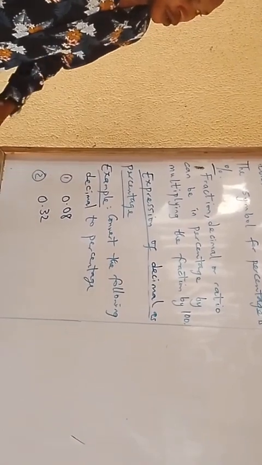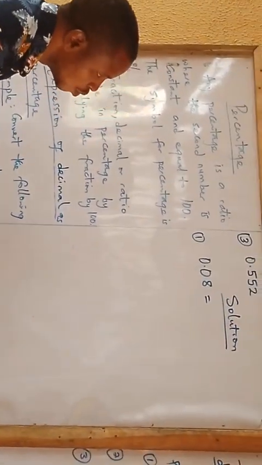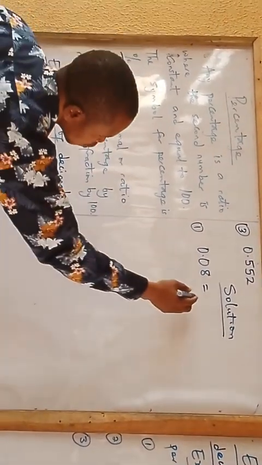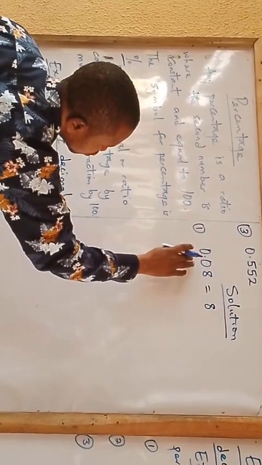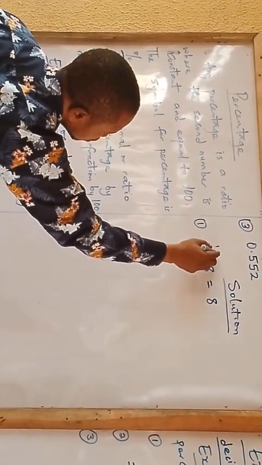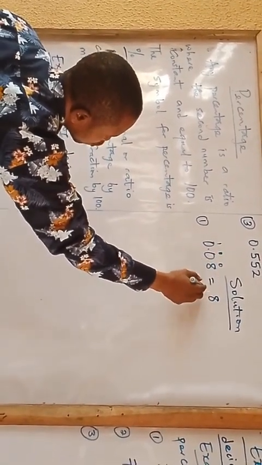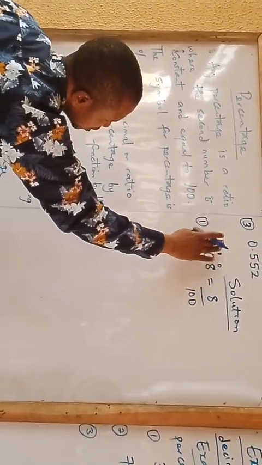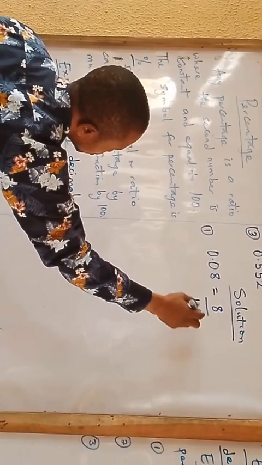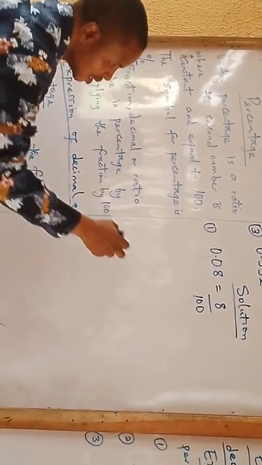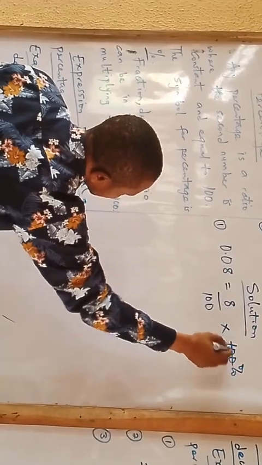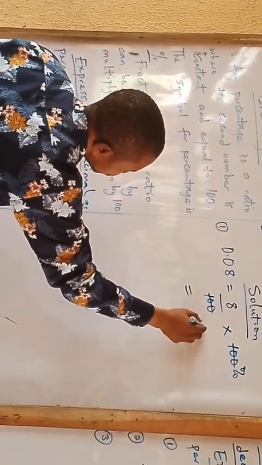We have 0.08. The first thing that you need to learn is how to write a decimal number in form of fraction. So if you want to write this, it should be 8. You write out the number and replace the decimal with 100. So this should be 8 over 100. This is how to write 0.08 in form of fraction. And if you want to write it in form of percentage, that means you need to multiply by 100%. Then your answer will be 8%.